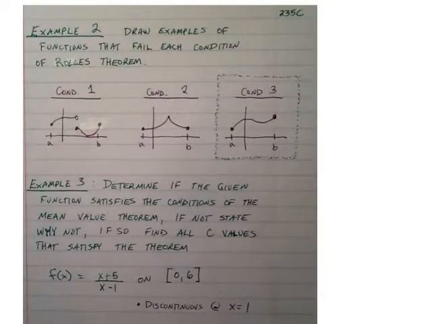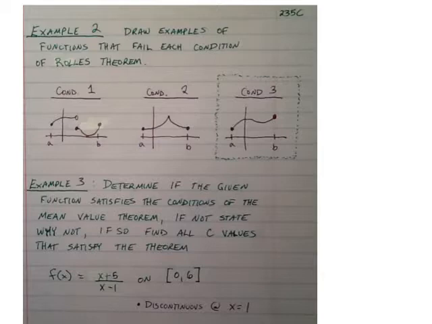So after watching that video, now we can kind of answer example 2. Draw examples of functions that fail each condition of Rolle's theorem. So in this case, condition 1, I've got all conditions met except it is not continuous. We have a break, so we cannot apply Rolle's theorem. In condition 2, I have a function that's continuous, but it's not differentiable at a point, so that condition is not met, so we cannot apply Rolle's theorem, or even the mean value theorem for these two things. And then the third condition, my f of a does not equal my f of b, and so while I'm able to apply the mean value theorem, I cannot apply Rolle's theorem.